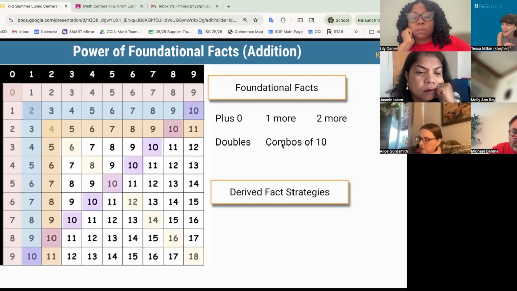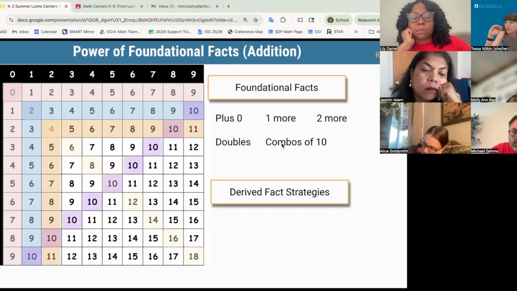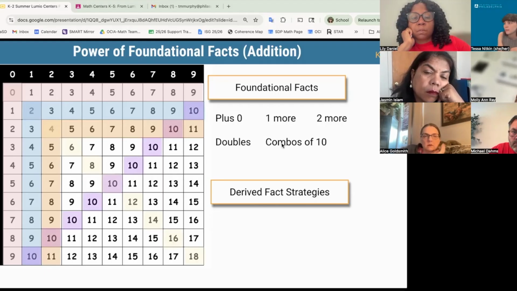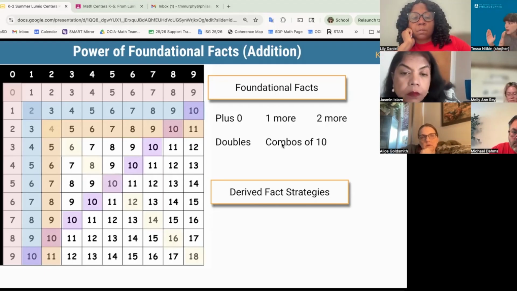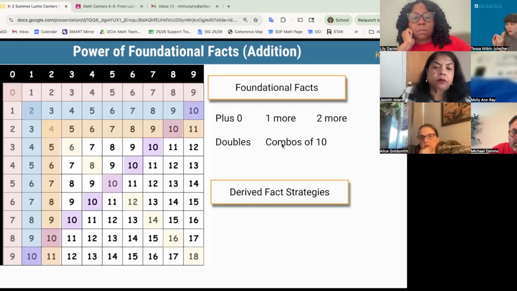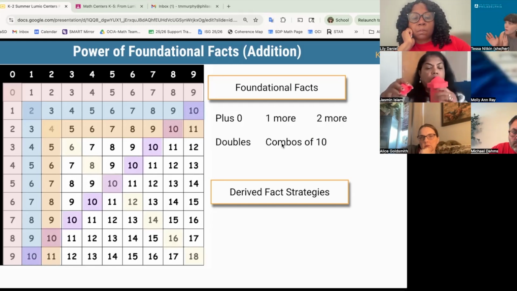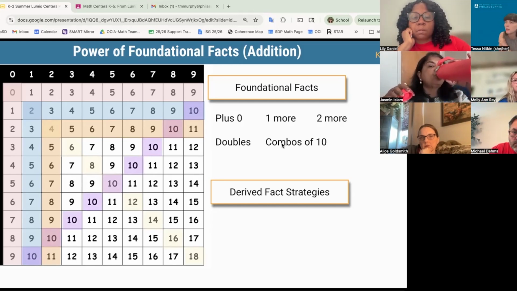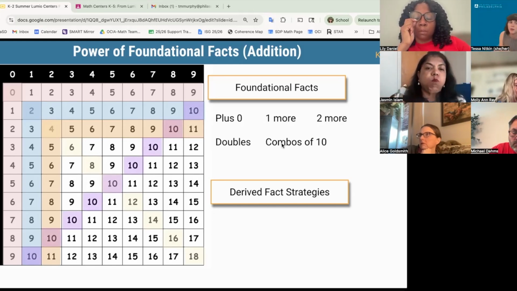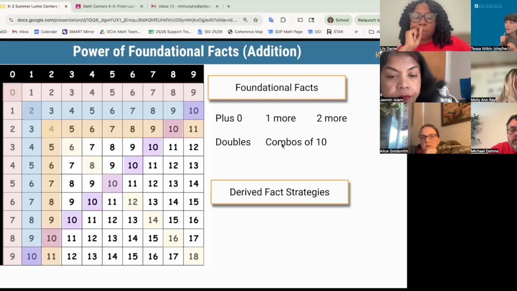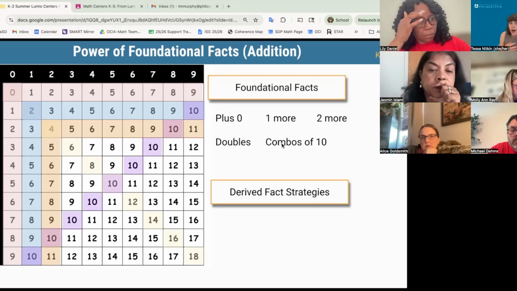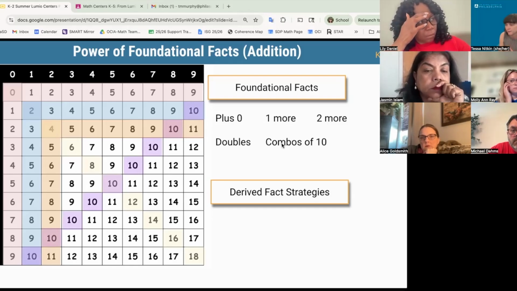Our last foundational fact group is our combinations of 10. This one is super important, especially for using the standard algorithm later on. We want students to be able to make groups of 10 and see how far away numbers are from 10. 10 comes up a lot. So these are the facts that add up to 10, 4 plus 6, 7 plus 3, things like that. We want students to know how to make 10.